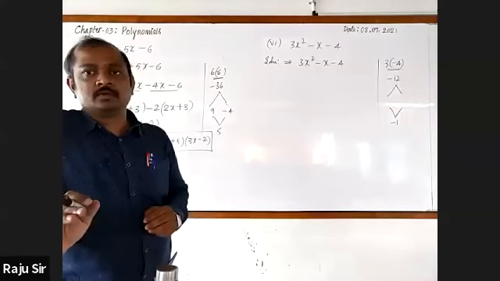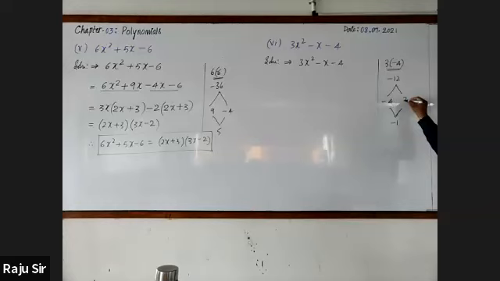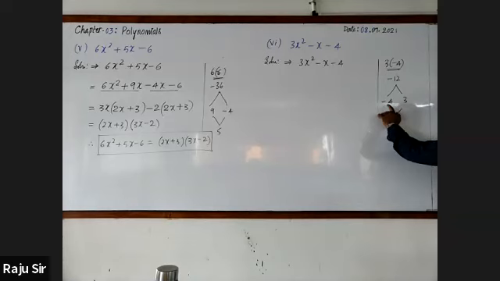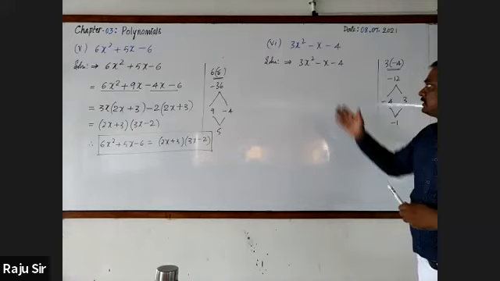Minus 4 and 3. Let us check it out. She's telling these are the two factors. Minus 4 plus 3 is minus 1. Then minus into plus is minus. 4 3s are 12. It is correct. The factors are correct. Yes.